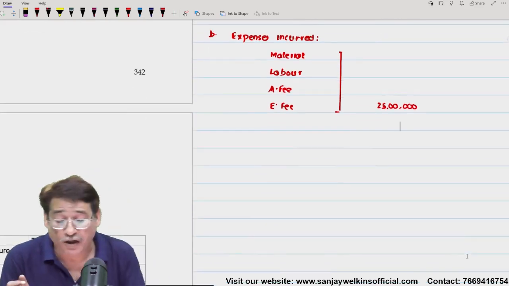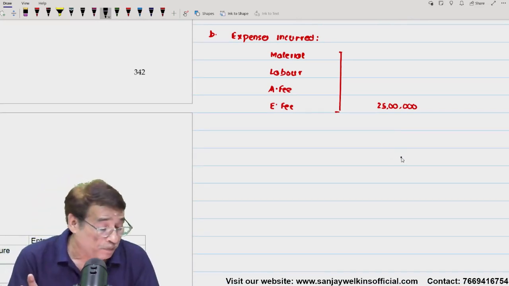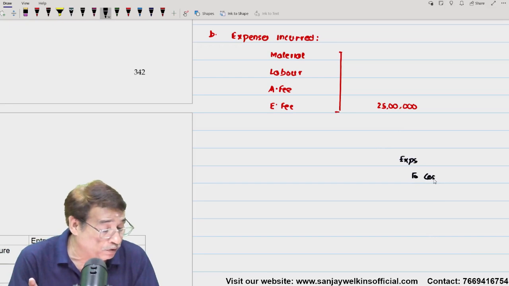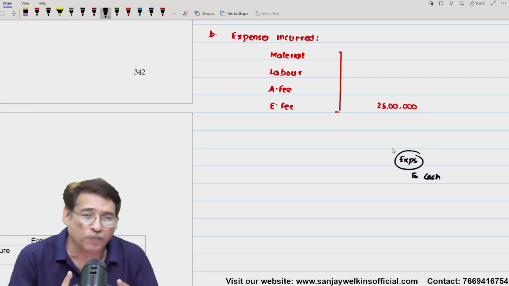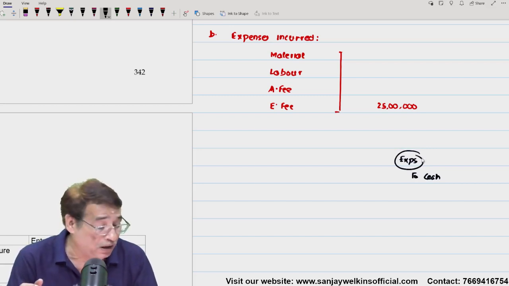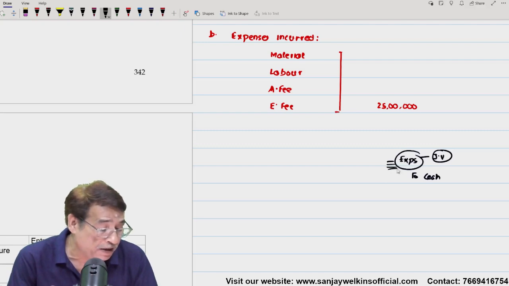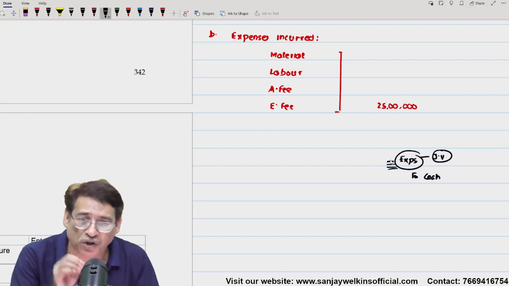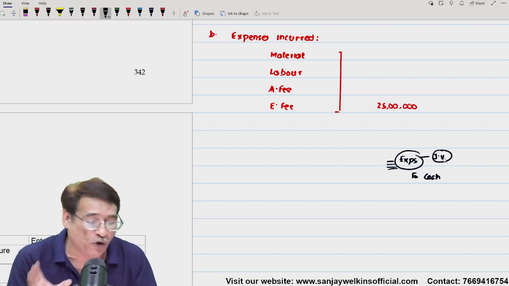So what will be the entry now? Normally in practical life, try to understand, whenever expenses are incurred, we generally write the entry expenses account debit to cash account. This is the normal entry in accounts I am talking about. But however here, whatever expenses we are going to incur, these expenses are meant for joint venture. So instead of separately debiting material account, labor account, architect fee account, engineer fee account, instead of debiting separately, we simply will write joint venture account.